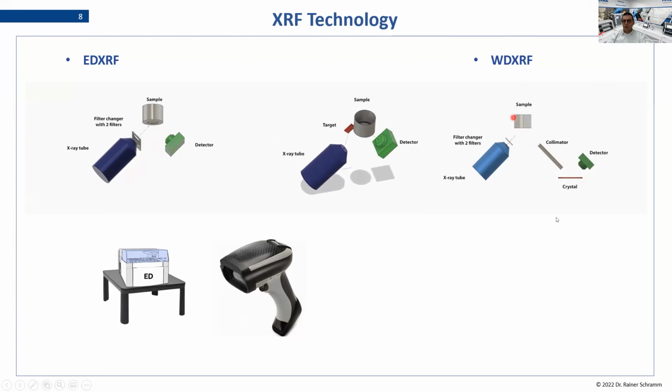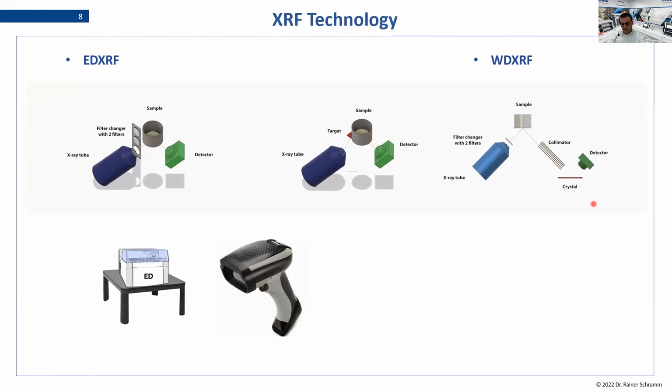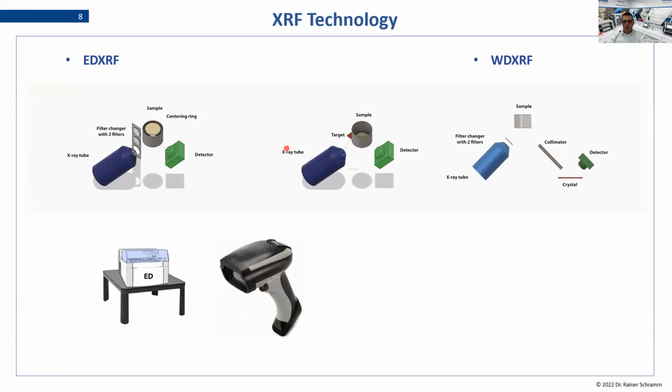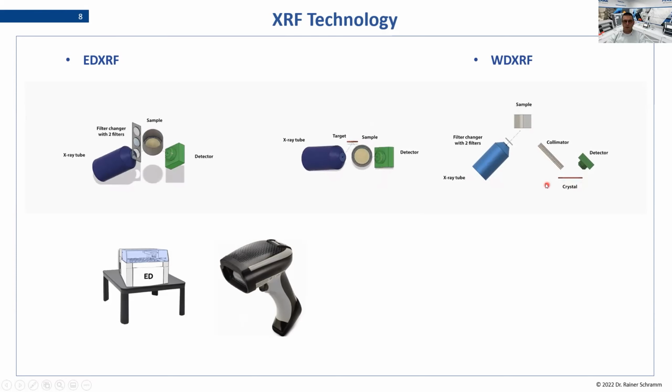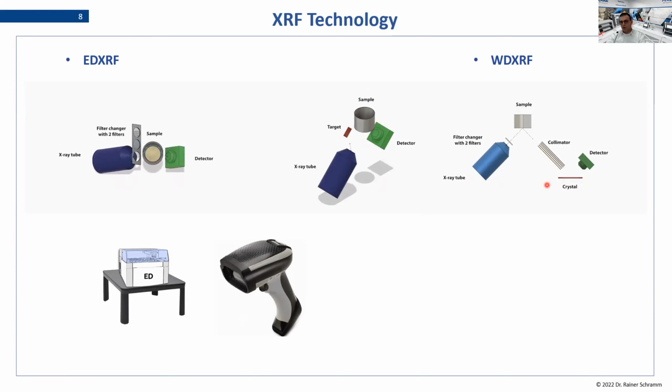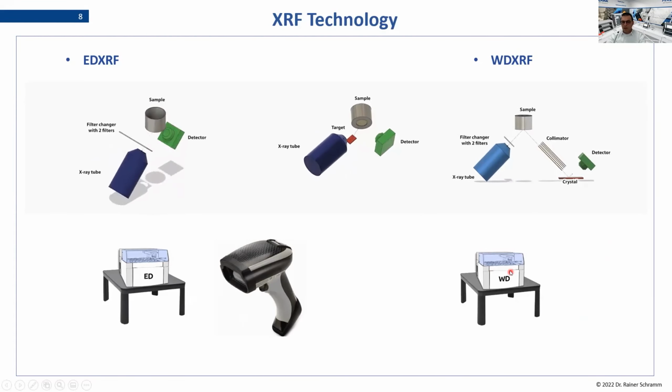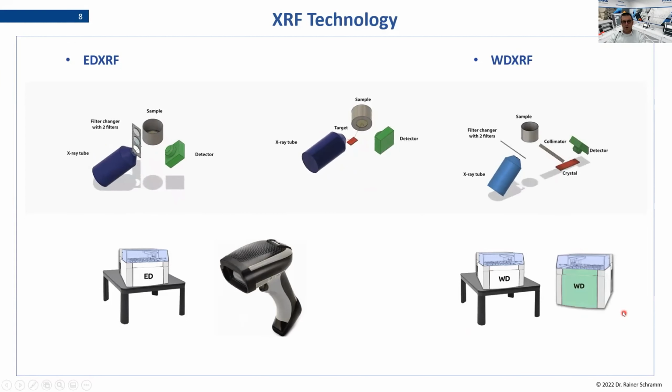So this is mostly used to detect main components for light elements, while energy dispersive is very good on the high energy side. In the middle, there's a big field where both techniques overlap, and depending on the application, one or the other is better or just shows the same performance. Wavelength dispersive instruments you can also find as benchtop design or floor standing design. Both are possible.